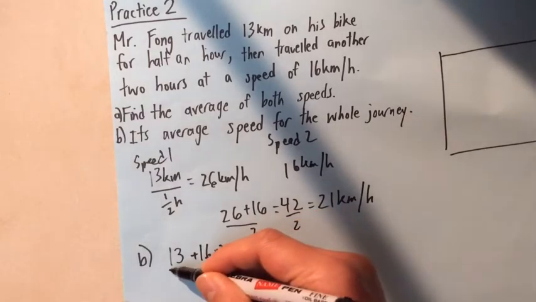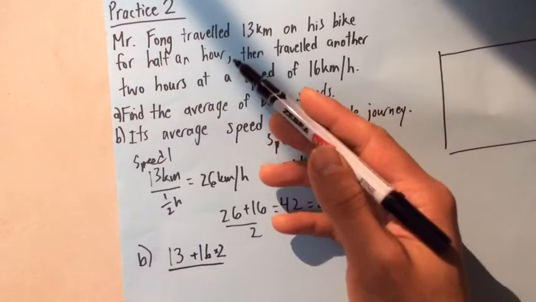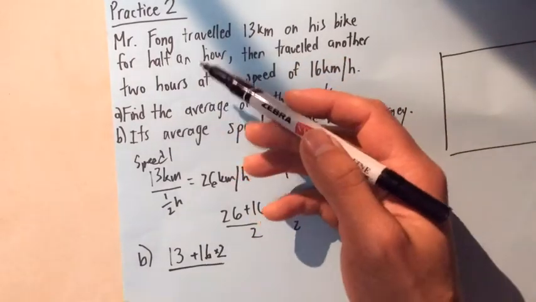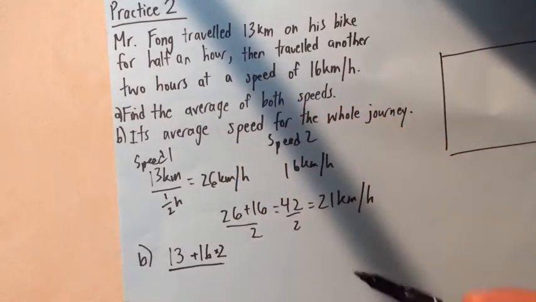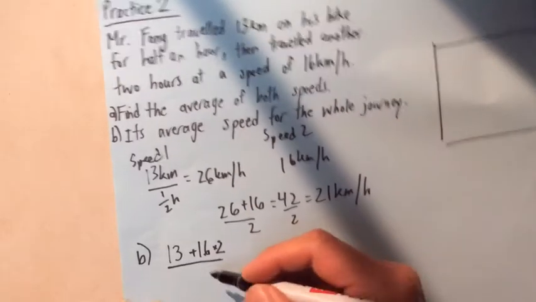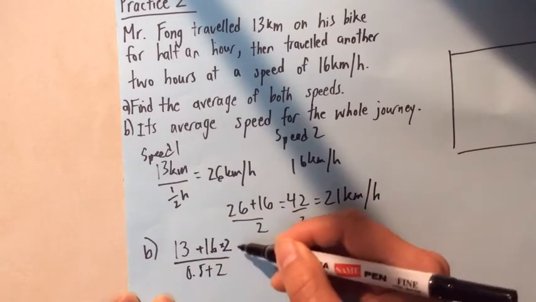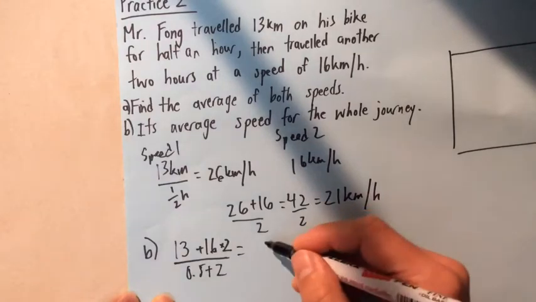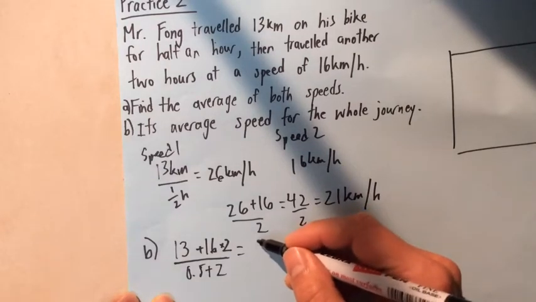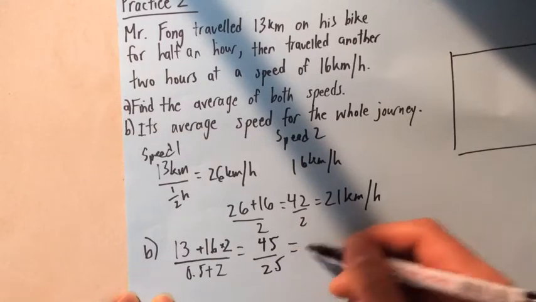And we divide it by the total time taken. Our first leg of our journey took half an hour, and the second part took 2 hours. So 0.5 plus 2. That gives us 13 plus 32 would be 45, and we divide that by 2.5.